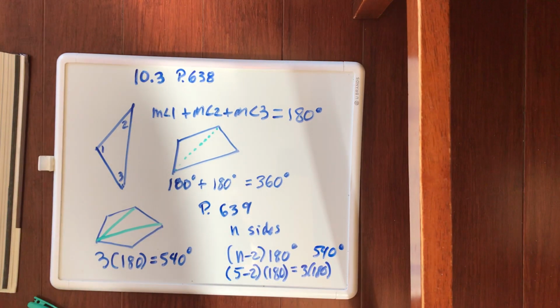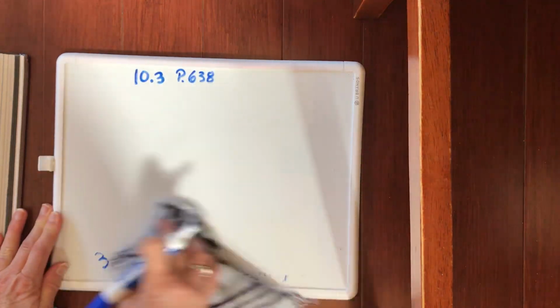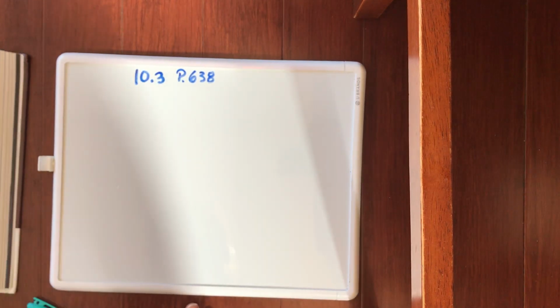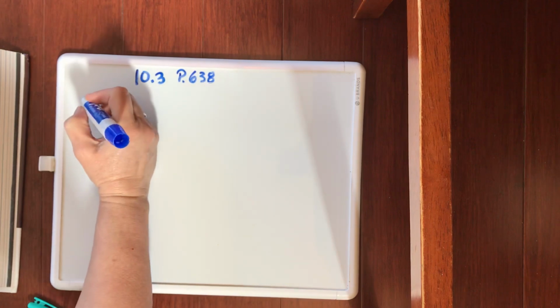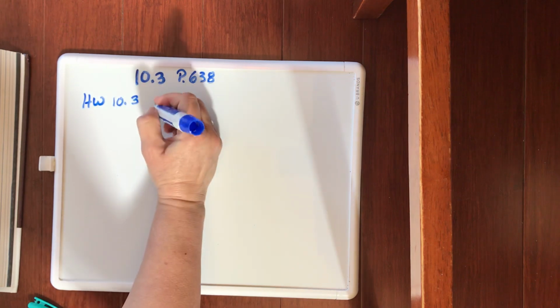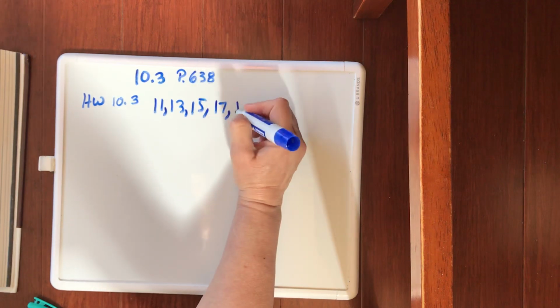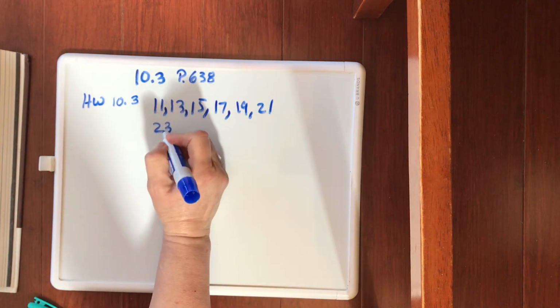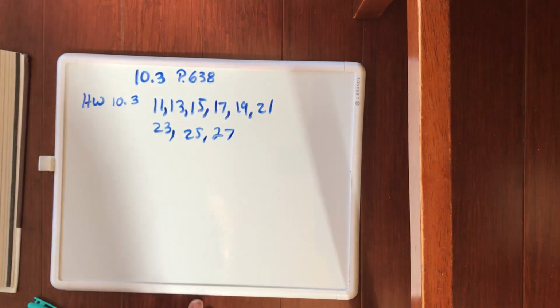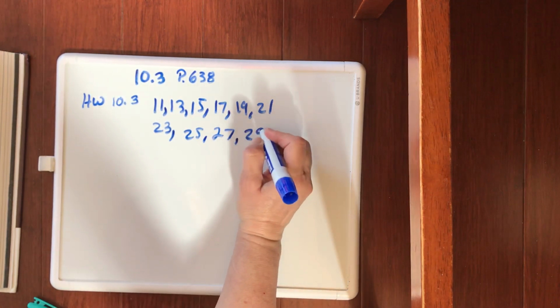All right, so we're going to cut this one short, and I'm just going to give you your homework on this one. I'll erase this. This is going to be a fun and easy one. You've worked with all these shapes since elementary school. Okay, so here's your homework for 10.3. You're going to do 11, 13, 15, 17, 19, 21, 23, 25, 27. It just looks like odd numbers, doesn't it? And 29. Find out what it is.